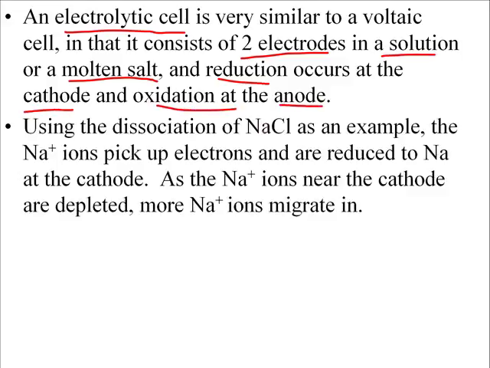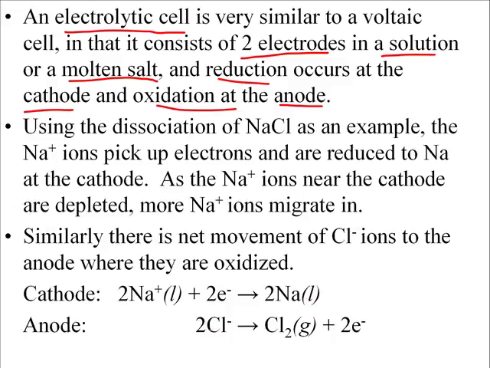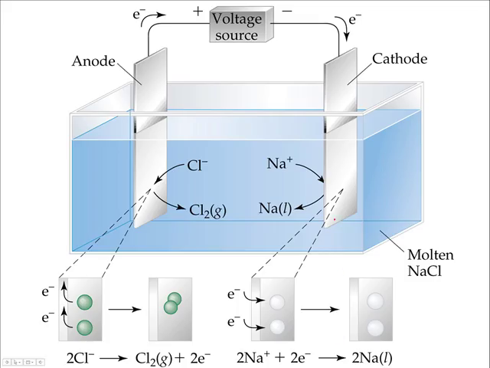Now if we use NaCl as an example, the Na plus ions pick up electrons and are reduced to sodium at the cathode. And then as the sodium ions near the cathode are depleted, more sodium ions come in. Chlorine, the same thing, where they are oxidized. So sodium goes from +1 to 0, chlorine goes from -1 to 0. So this is reduction, this is our oxidation here. Looks very similar to a voltaic cell. Again, for that to occur though, you have to have that source of electricity to cause it to occur.